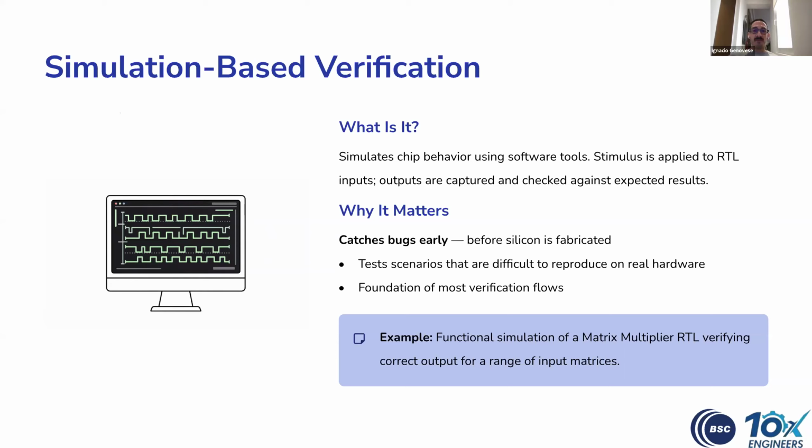For example, a functional simulation of a matrix multiplier. We can apply input matrices, verify that the output matches the expected results, and we can run thousands of test cases overnight. But again, the simulation's limitation is speed. Fast simulators can run at kilohertz but it's millions of times slower than real hardware. So long tests require other methodologies like emulation or FPGA prototyping.